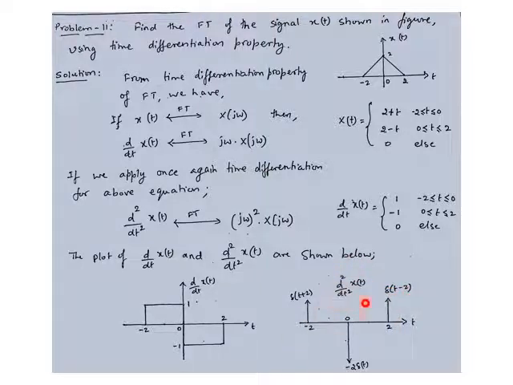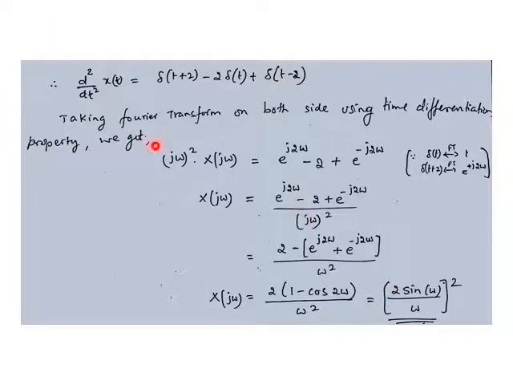So the double differentiation of x of t, now I should be able to have these particular terms remaining. If I take the expression for d square by dt square of x of t, then I should have delta t plus 2 minus 2 delta t plus delta t minus 2. This is what we will represent now: d square by dt square of x of t is equal to delta t plus 2 minus 2 delta t plus delta t minus 2.